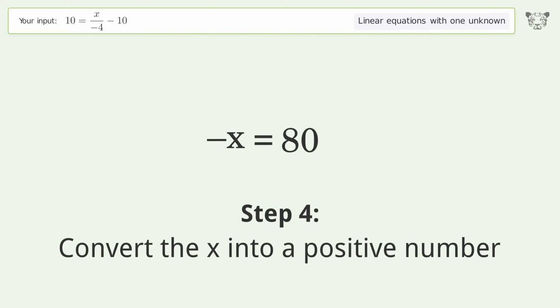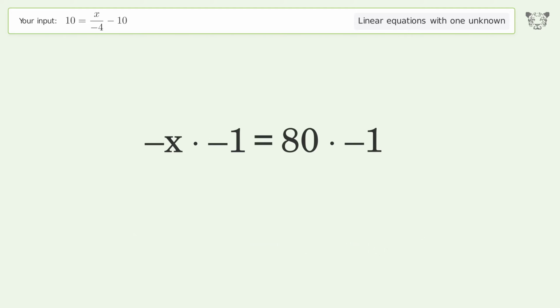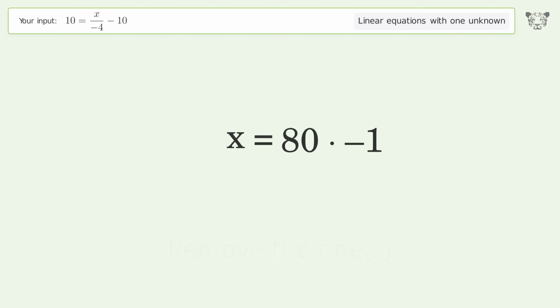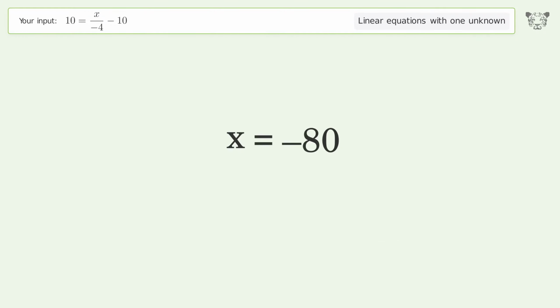Convert the x into a positive number. Multiply both sides by -1. Remove the ones. Simplify the arithmetic. And so the final result is x equals -80.